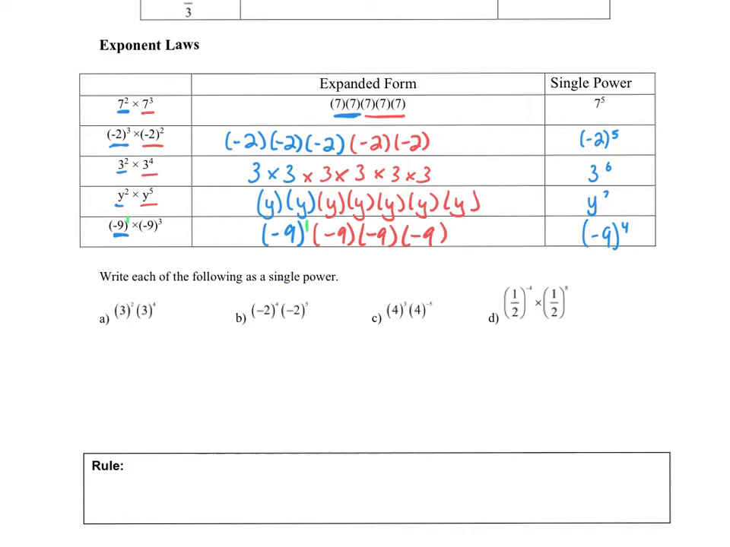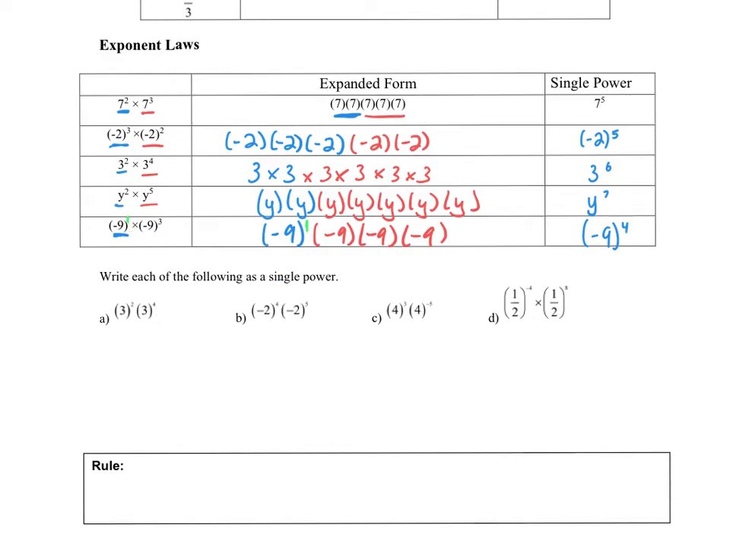So you should have noticed something as we were writing these examples as a single power. Each time when we are multiplying with the same base, we added the exponents. So 2 and 3, we got 5. 3 and 2, an exponent of 5. 2 and 4, exponent of 6. 2 and 5, exponent of 7. And 1 and 3, an exponent of 4.